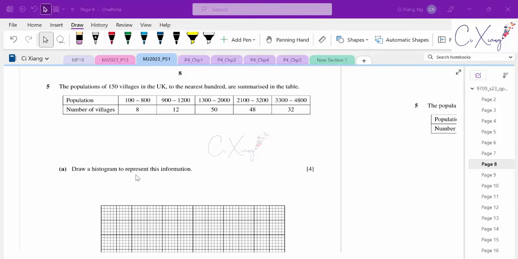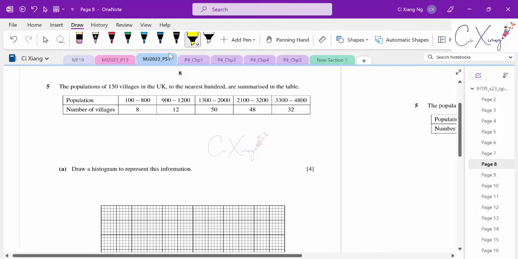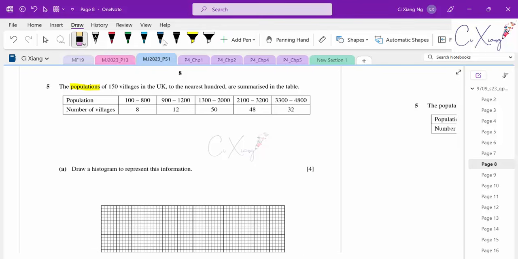Okay, so now we are at question number 5. We are given a table with the population of 150 villages in UK, to the nearest 100. Okay, they are talking about the population in UK. Then they summarize everything here in the table. So first of all, they want us to draw a histogram to represent the information.